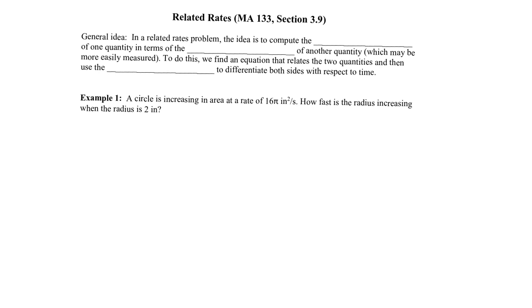So the general idea is this. The idea is to compute the rate of change of one quantity in terms of the rate of change of another quantity, which may be more easily measured. To do this, we find an equation that relates the two quantities and then use the chain rule to differentiate both sides with respect to time. So we're going to differentiate with respect to time, and we'll do this with implicit differentiation. So we'll be doing some implicit differentiation on these problems.